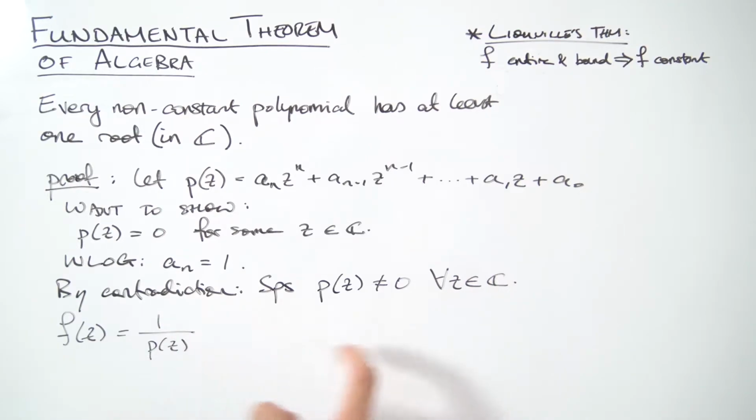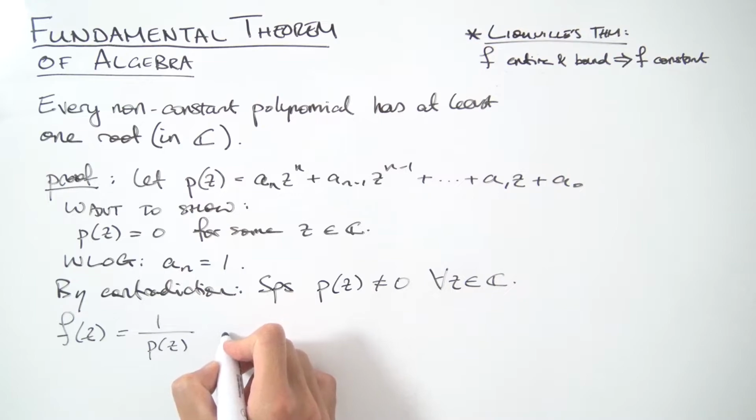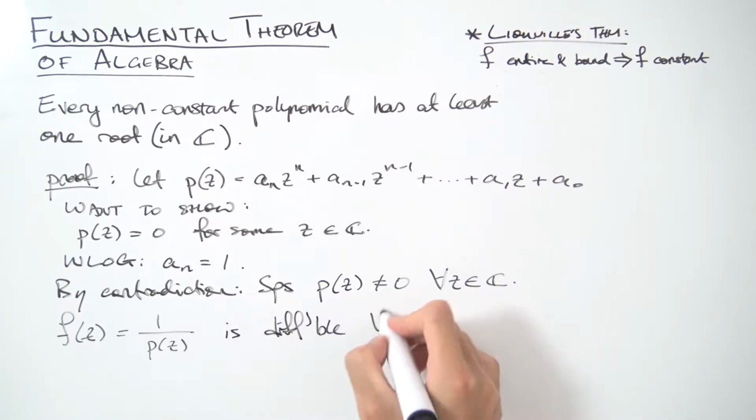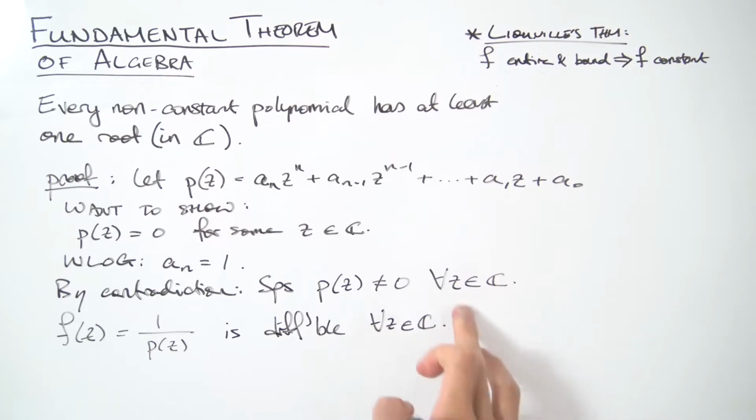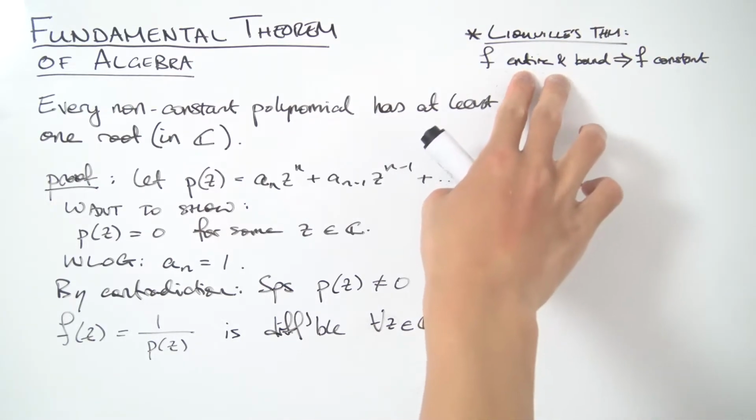Since p of z is never equal to 0, then 1 over p of z will never blow up. So in fact 1 over p is going to be analytic, or differentiable, everywhere. That's quite easy to prove because you can just use, for example, the chain rule and differentiate this. Since polynomials are differentiable, our f of z is also differentiable. So what we know so far is that our function f of z is differentiable for all z in the complex plane. In other words, it's entire, which is the first condition for Liouville's theorem.